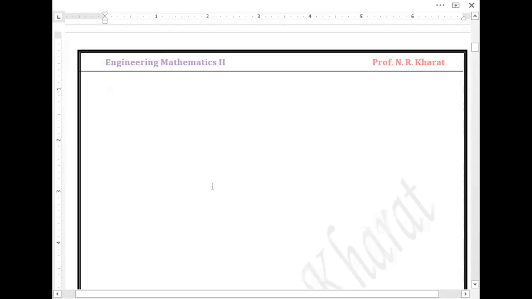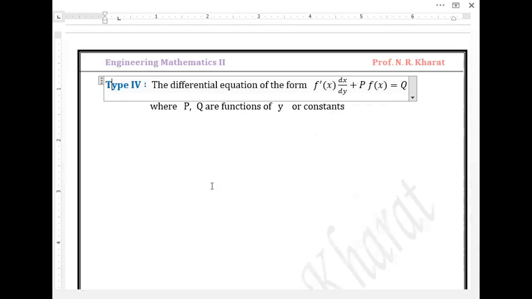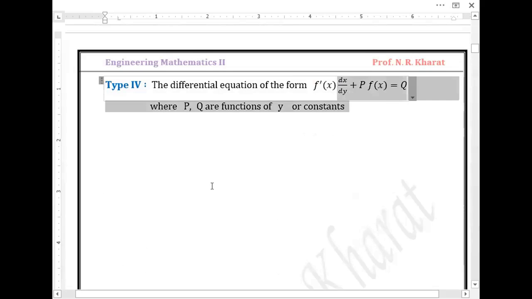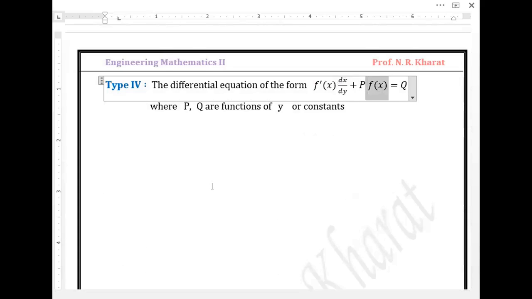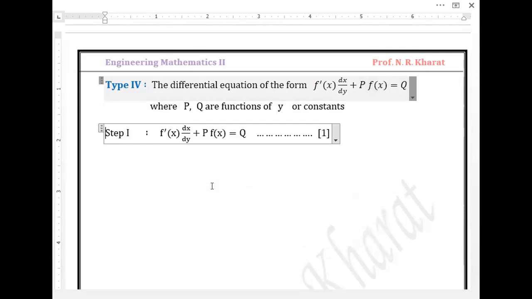The type number 4 is involved. That is a differential equation in the form of this, the dx upon dy, whose coefficient is f dash of x, and the p, whose coefficient is f of x. Again, p and q are functions of the y variable, or say p is a constant. Then we have to find its integrating factor by assuming f of x equal to some variable. This is my differential equation.